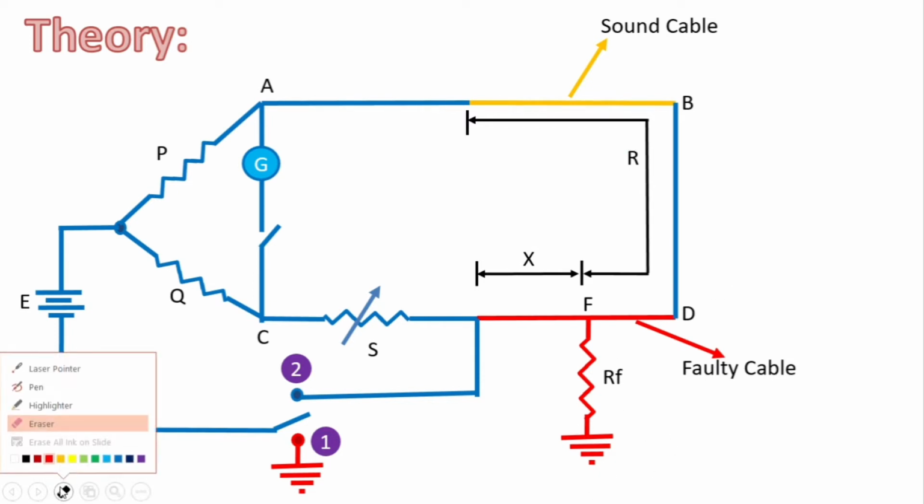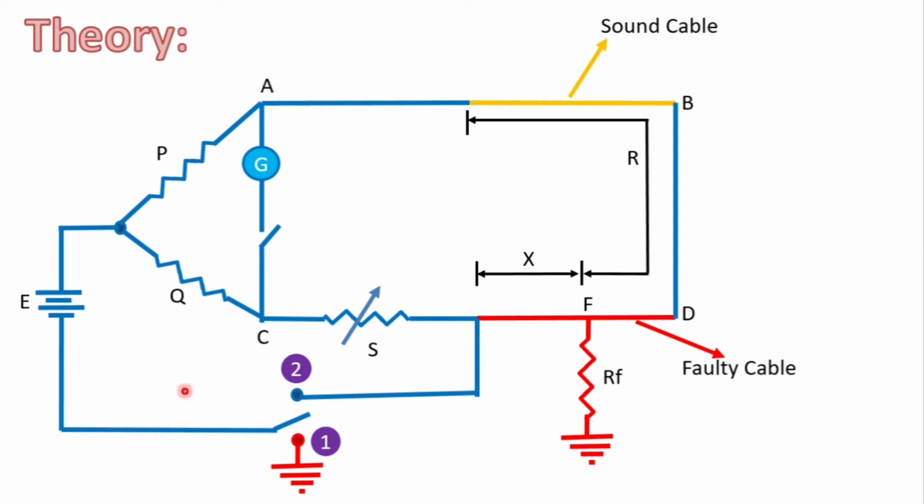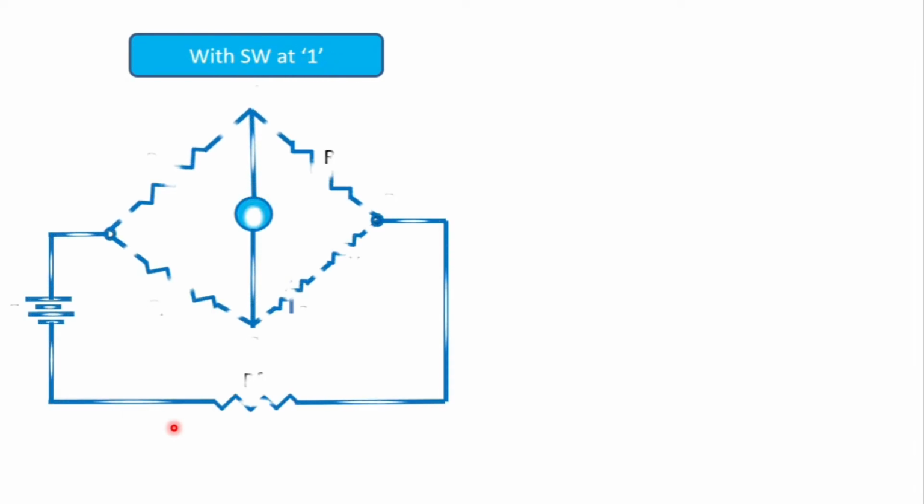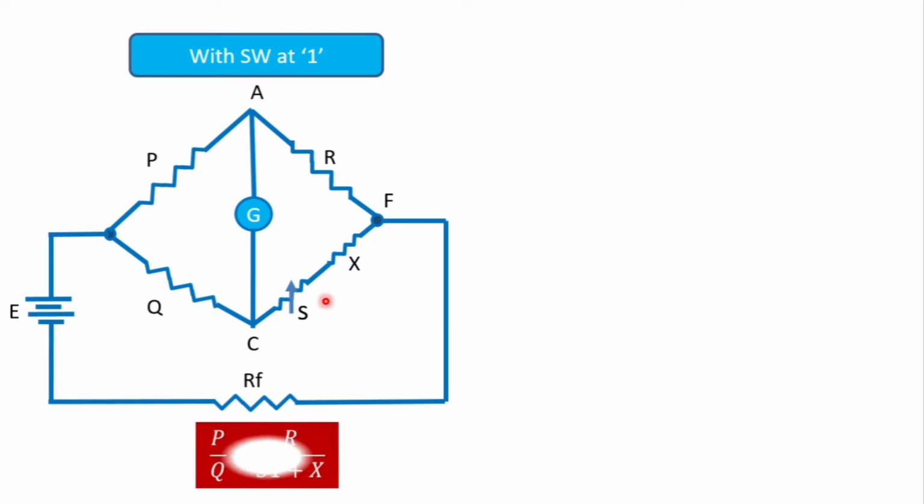What happens to the Wheatstone bridge? We'll find out. When the switch is in position number 1, what do you get? This is the circuit that you get. Removing the rest of the circuit, this is the circuit. Here you find S and X are coming together. And you know how to write the Wheatstone equations, right? So here P by Q can be written as equal to R upon S1 plus X. That is how you write the ratio.